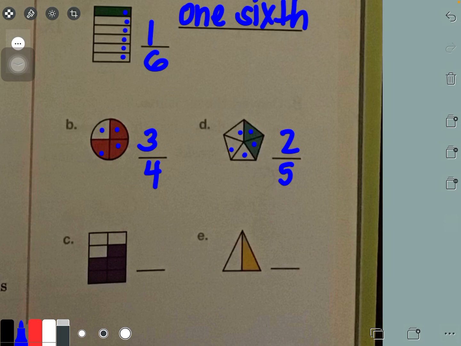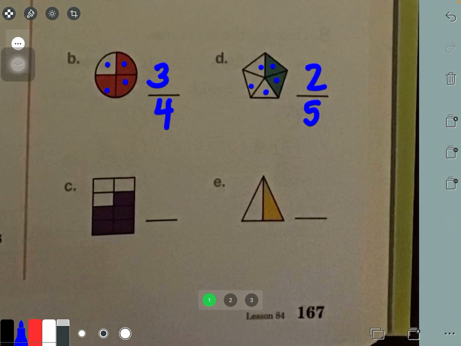Now try C and E on your own. So C, I hope you paused the video, sorry. You got 1, 2, 3, 4, 5, 6, 7, 8. You got 8, and then how many are shaded? 1, 2, 3, 4, 5. So you've got 5. So 5/8. And then E, super hard. I'm kidding, it's easy. You've got 2 parts, and just 1 part is shaded.